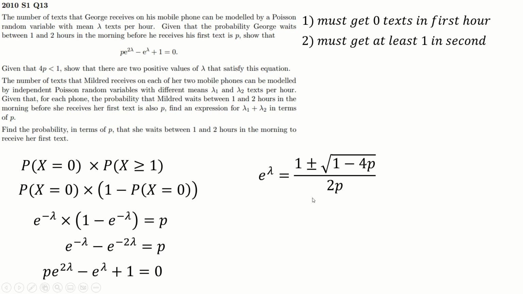So we just shove it right there. And we want this to be a few things, right? So we need it to be real. That means we need 1 minus 4p to be greater than 0, which we're obviously going to get because it tells us that this is true. So that's fine. That's consistent. What else do we need?